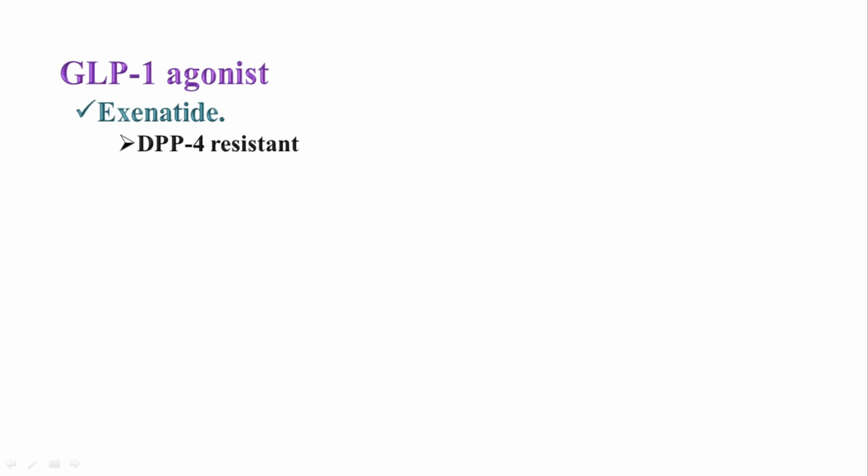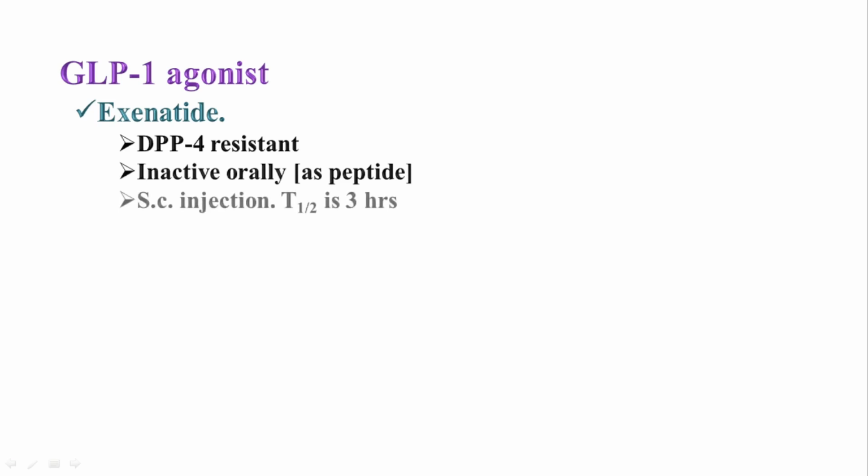It is not going to be destroyed by the dipeptidyl peptidase 4 enzyme, which means it will activate the same GLP-1 receptor, produces the same response as the natural GLP, but does not get destroyed. This is inactive orally because this is a peptide, and peptides cannot be given orally because it will get destroyed. You have to give it subcutaneous injection. The T-half is around 3 hours.